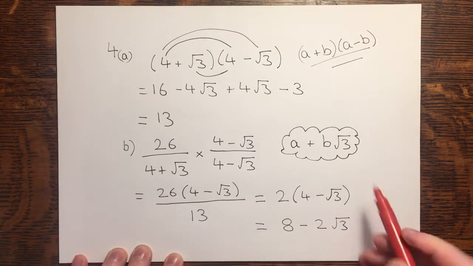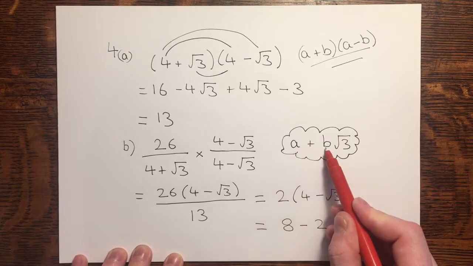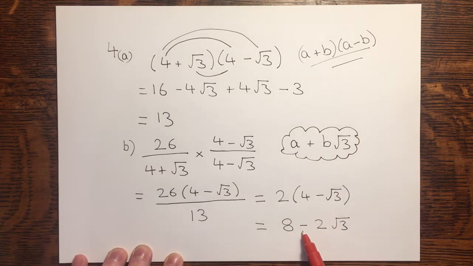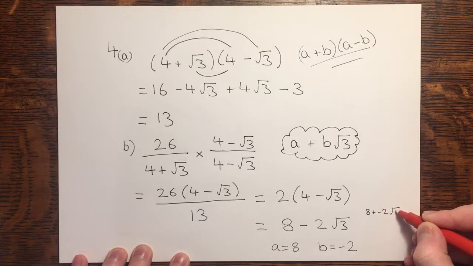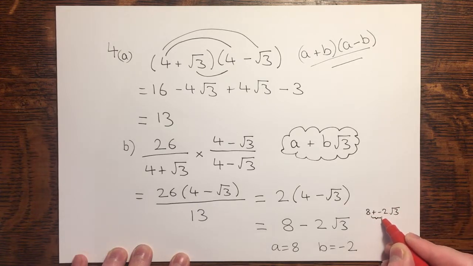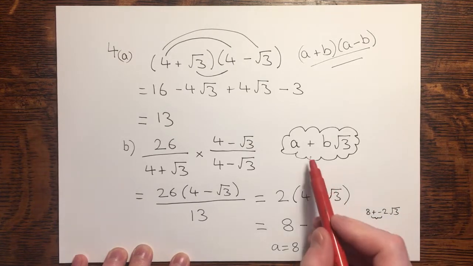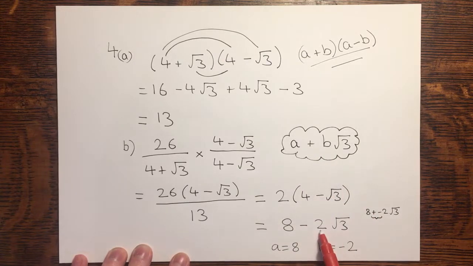Let's compare this with the form that was specified. A plus b root 3, 8 plus minus 2 root 3. A in this case is equal to 8 and b equals minus 2. It would be superfluous to write it as 8 plus negative 2 root 3 because it's clumsy to have these two signs together. It's entirely acceptable when asked for plus b to put minus 2. The sign is considered to be an acceptable variation on that theme. And that's question 4.